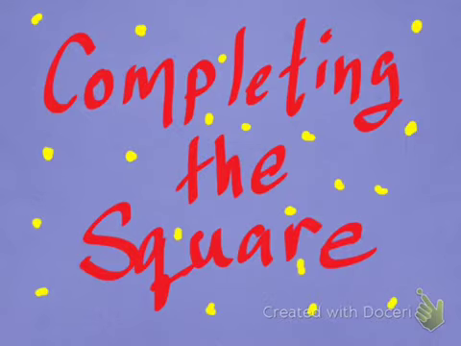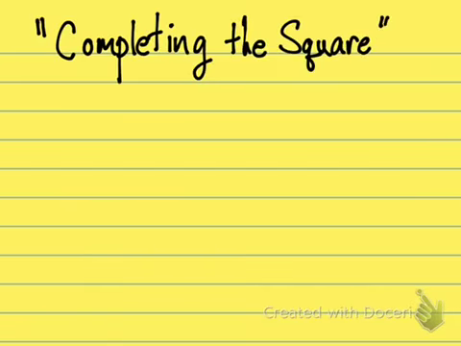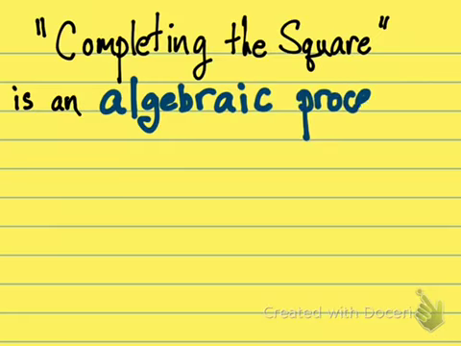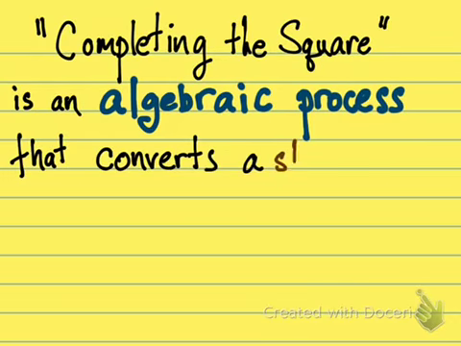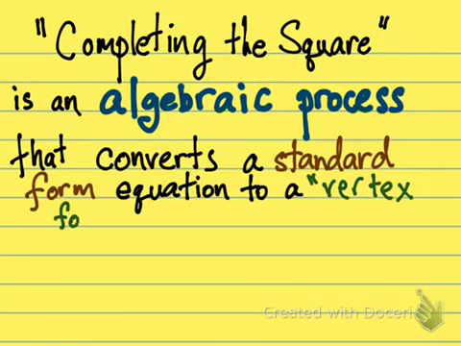This one is going to be about completing the square. And you may have never seen anything called completing the square before. This might be your very first introduction to the process called completing the square. So let me introduce it properly by saying that this process, completing the square, is an algebraic process that converts a standard form equation into a vertex form equation.